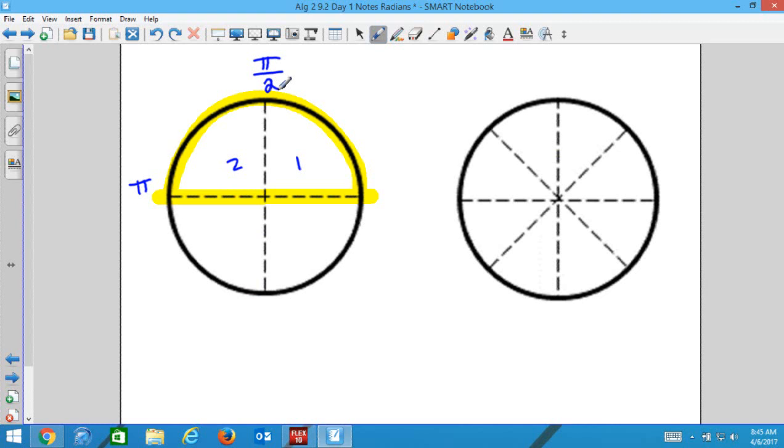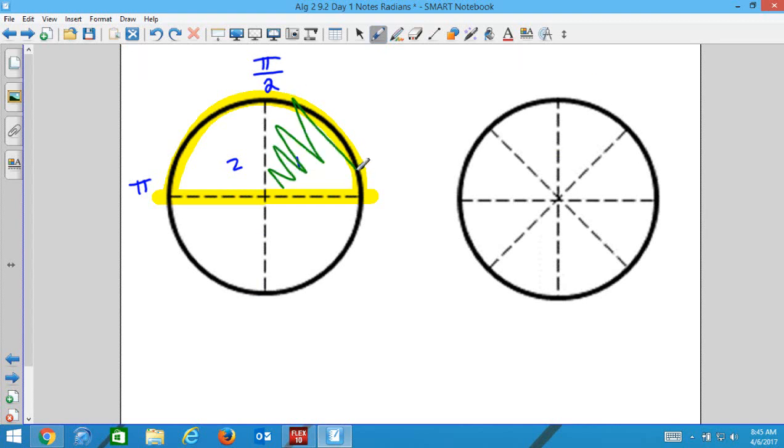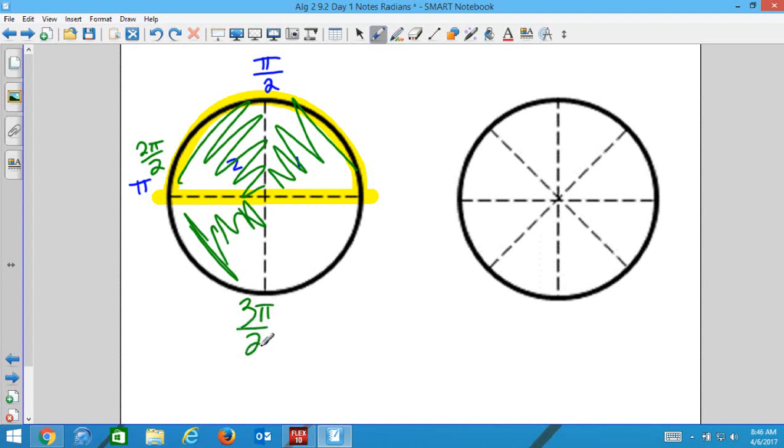So when I'm thinking about adding pieces of my pizza together, I'm thinking about this piece being pi over 2. When I add on a second piece, that's going to be 2 pi over 2. And then I add on a third piece, what's that one going to be? 3 pi over 2's. So I got 3 of these pi over 2 pieces. And when I add on the fourth piece, that one's going to be 4 pi over 2's. By the way, what does 4 pi over 2 reduce to? That's just 2 pi.